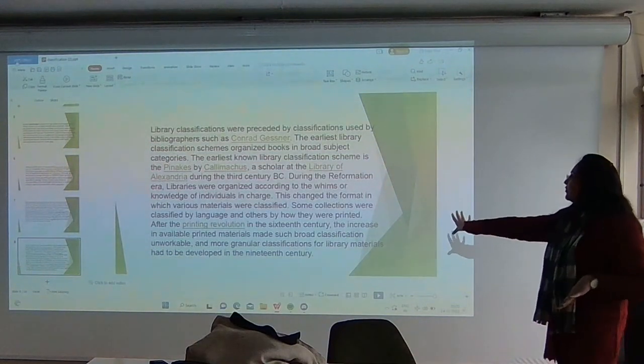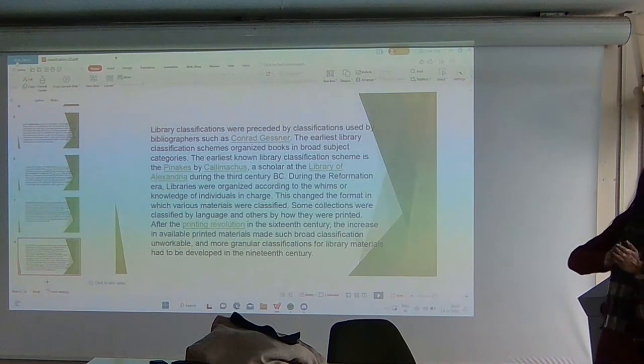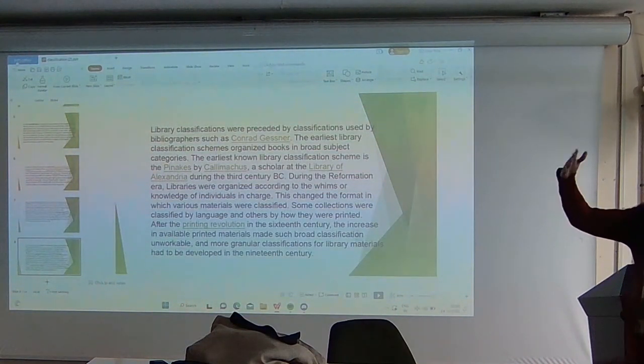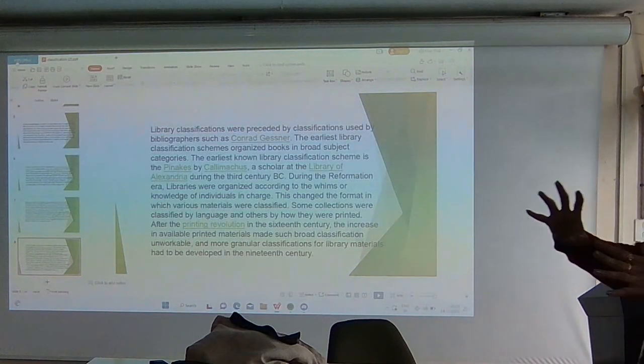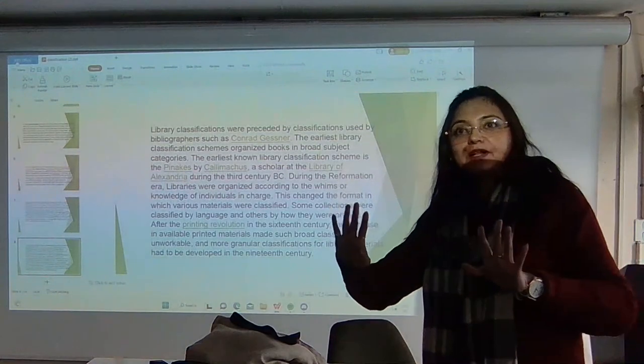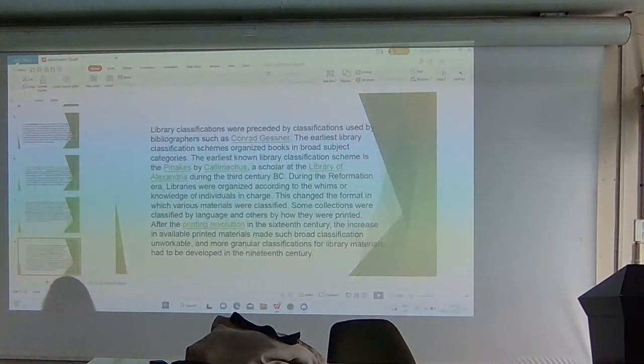So the change in the format of various materials was classified. Various materials मतलब I have very good books. Schools में देखा होगा आपने बच्चों की बड़ी-बड़ी पुस्तकें होती हैं, है ना? Pictorial books. So we can categorize those as pictorial books, and we can also categorize them as ABC books or whatever. I'm just giving an example of how you can classify the books that are available differently, keeping the books in a proper arranged manner in a library so that anybody can go and use those books.